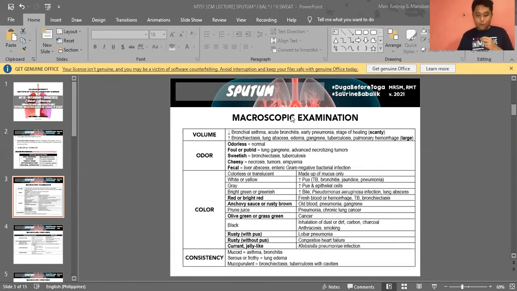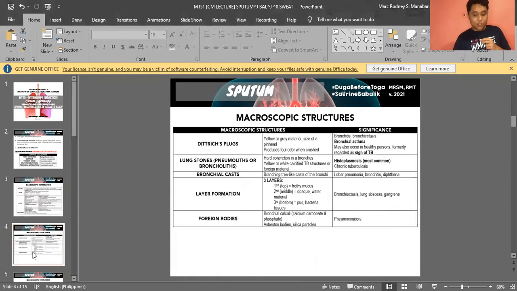Now we go to microscopic structures found in your sputum. We'll start first with Dietrich plugs. These Dietrich plugs usually have a pinhead appearance, and if you crush them, they smell bad. And where are they found? Very important, in bronchial asthma.